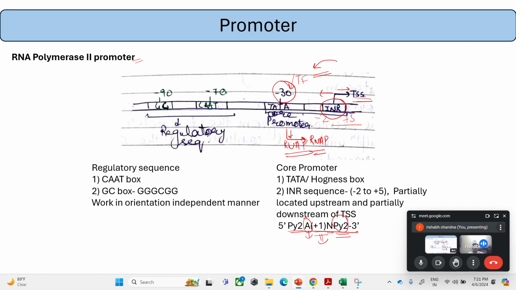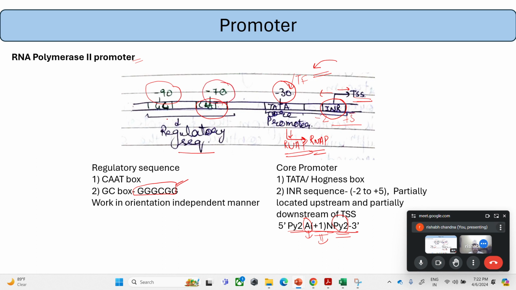And apart from the core promoter, we have the regulatory sequences. So two regulatory sequences have been studied till now. One is the GC box that has a consensus sequence of GGGCGG. This is a very strong sequence that is present in the eukaryotic RNA polymerase 2 promoter, and it is present at the -90 position. And then we have the CAAT sequence that is present at the -70 region.